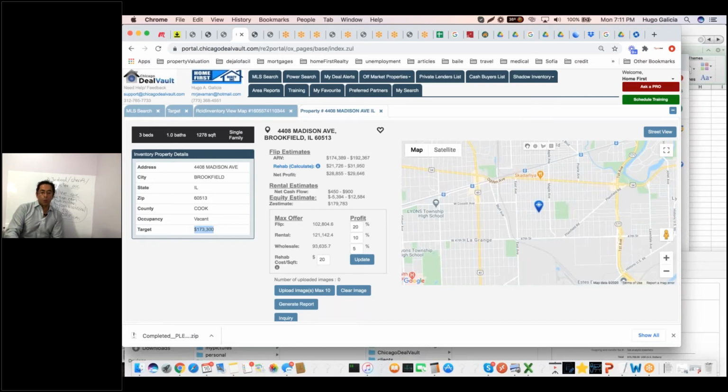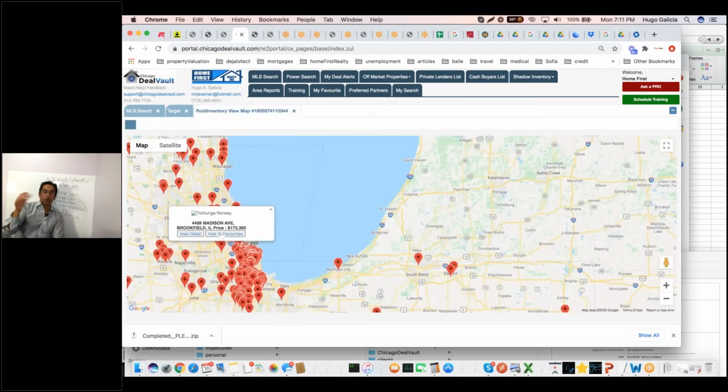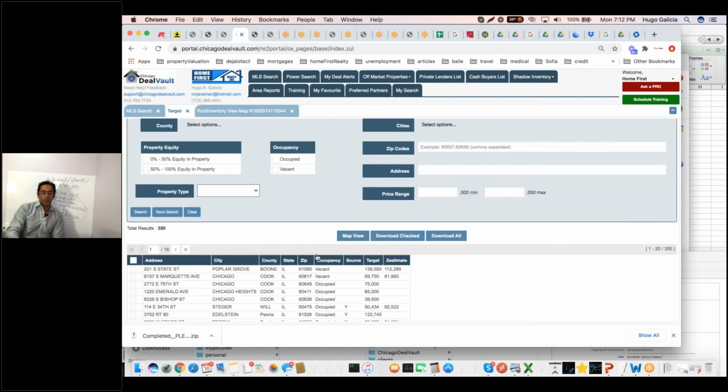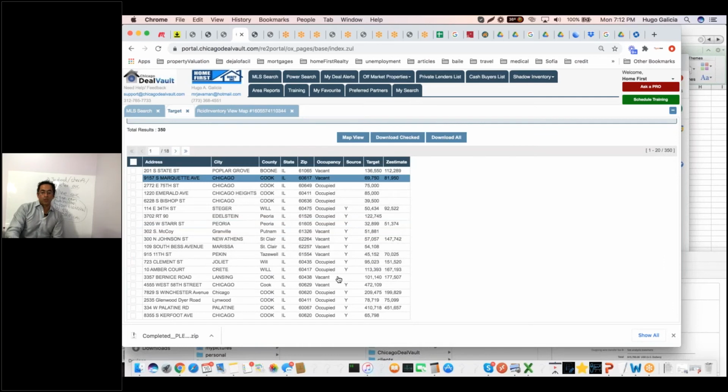The target, 173, and you want to see a big spread between the ARV and the target. You want to see at least an $80,000 spread. If you find that, let us know. There are two things you're going to need to look at in the inventory, either in the map or right here. You see the target column, and next to it is the Zestimate. The last two columns are what you need to look at to find that big of a spread, okay?